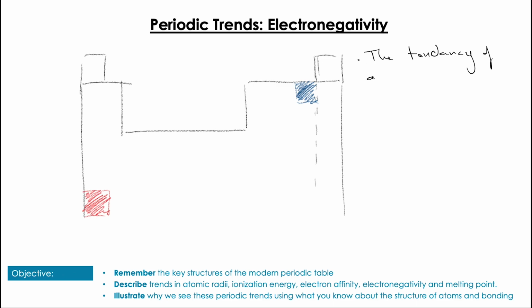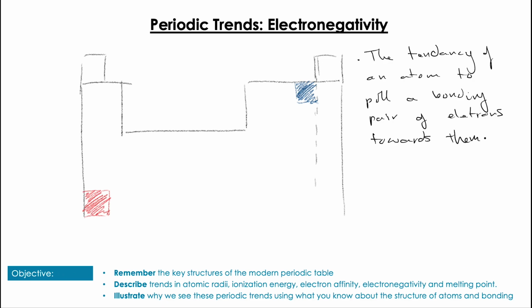So we see an increase from left to right as we go across the period, and we see a decrease as we go down. Remember, electronegativity is the tendency of an atom to pull a bonding pair of electrons towards themselves. The same factors are influencing electronegativity, right? Across the period, we see increasing effective nuclear charge, and down the group, we're seeing increasing distance from the nucleus, which is why we're seeing a decrease in electronegativity down the group.